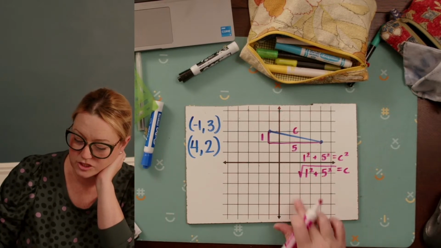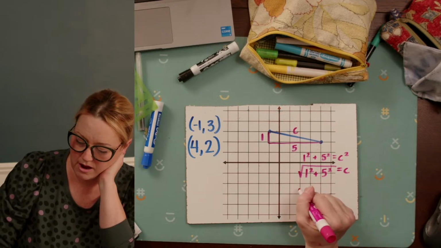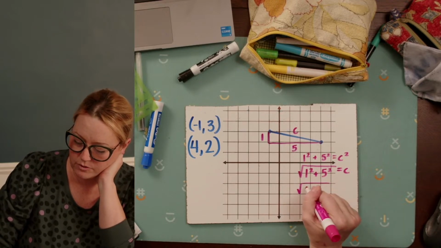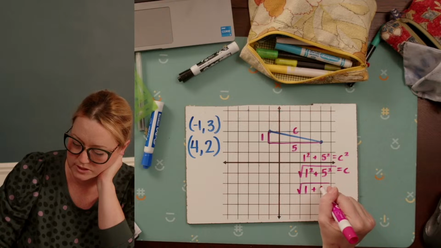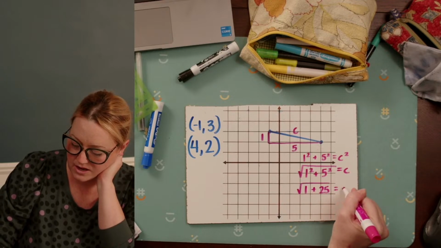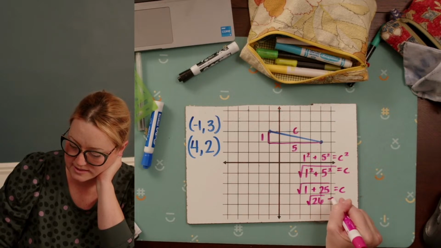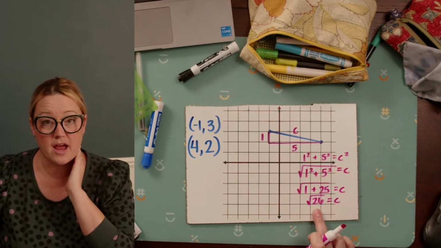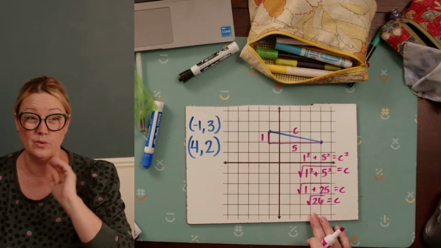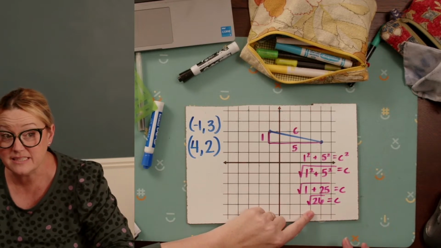Okay? All right, so 1 squared plus 5 squared. Great. So now I've got the square root of 1 squared, which is 1, plus 5 squared, which is 25. That equals c. So I'm looking at the square root of 26 equals c. Now, I'm not sure if your teacher will let you leave it like this, okay?